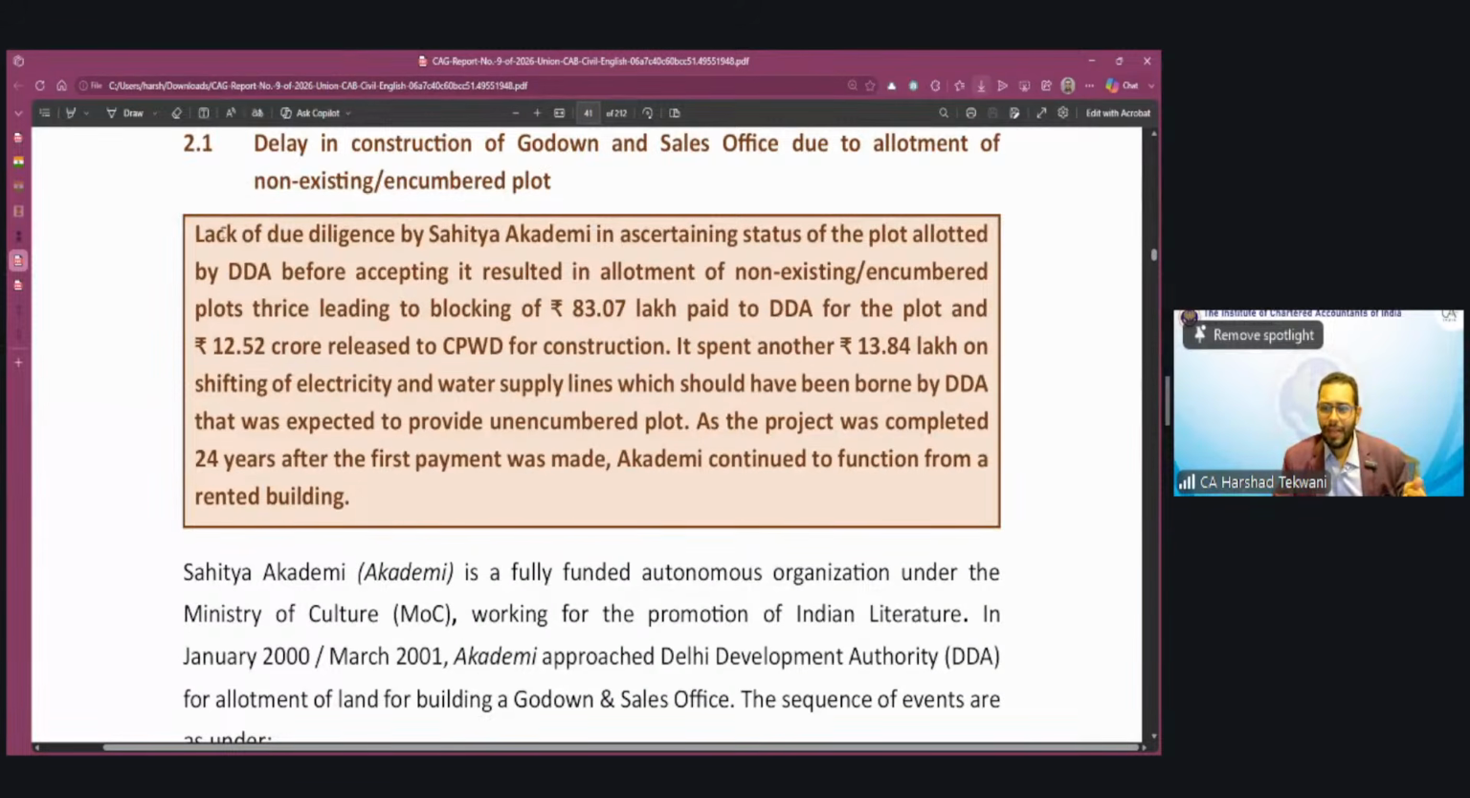So, for example, lack of due diligence by this particular academy in ascertaining the status of the plot, leading to blocking of 83.07 lakhs paid to DDA for the plot, and 15.52 crore released to CPWD for construction. So there is a blocking of this much amount, proprietary in nature, because they have not used the public funds appropriately. They spent this much lakh on shifting electricity and water supply lines, which should have been borne by some other person. So they spent this much amount they were not supposed to spend.